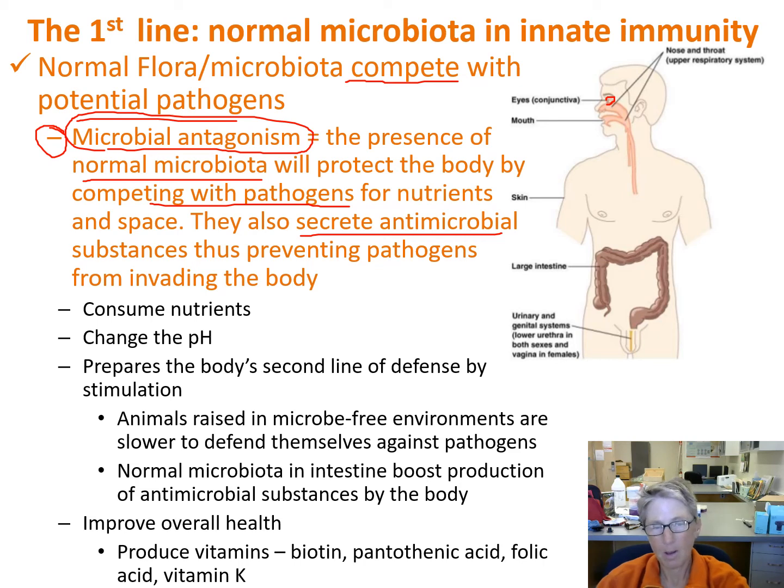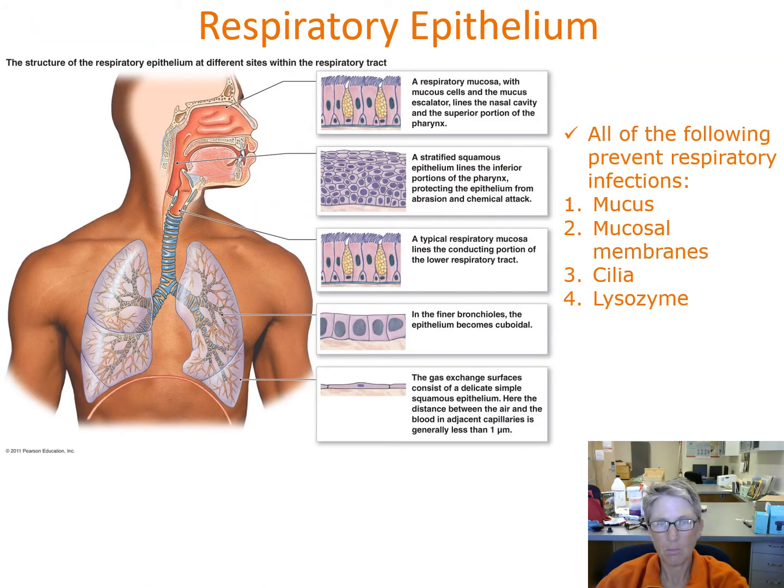And then we talked about how do they do that? The resident microbes consume the nutrients, they set a pH. They can also produce vitamins for us, like biotin, pantothenic acid, folic acid, and vitamin K from the large intestine. So that's kind of cool. Thanks, normal microbes. Okay, this is structure of the respiratory epithelium.